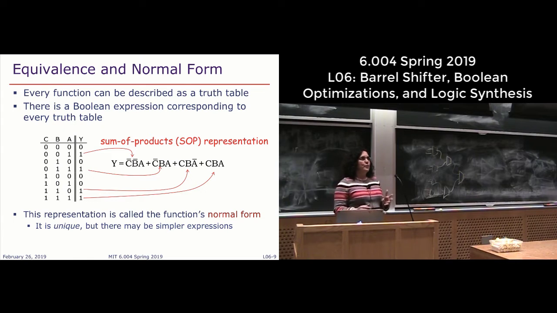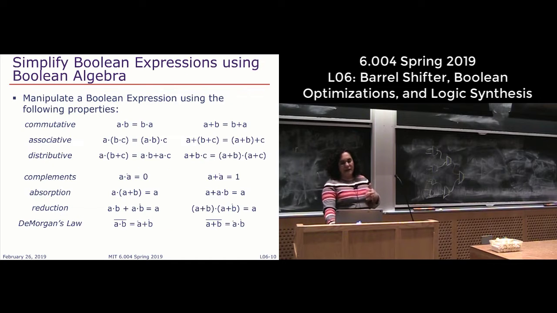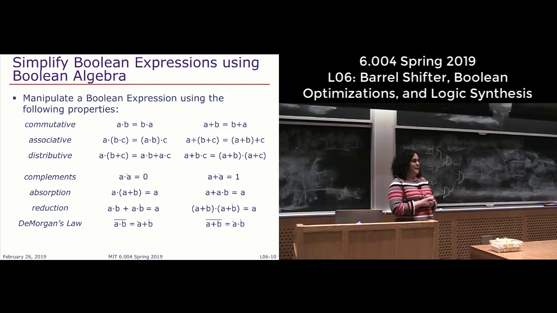So the normal form, what's nice about it is it's unique. What's not so nice about it is it's not optimal because there may be simpler expressions for the same function. Okay, so today we're going to focus on what kinds of things I can do in order to simplify my Boolean expression that's representing this function.